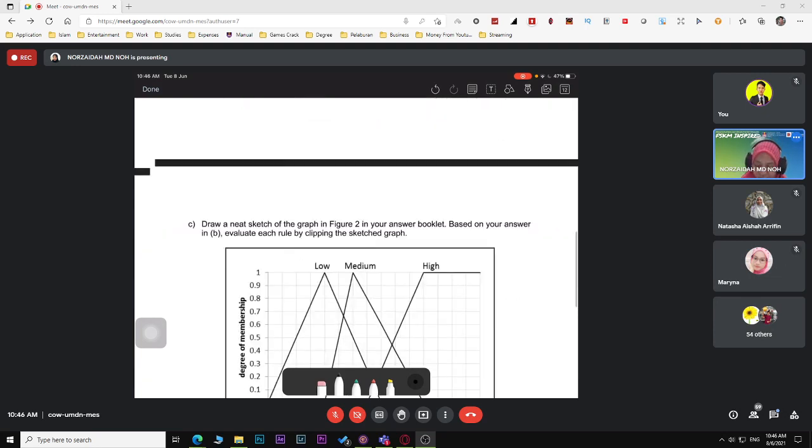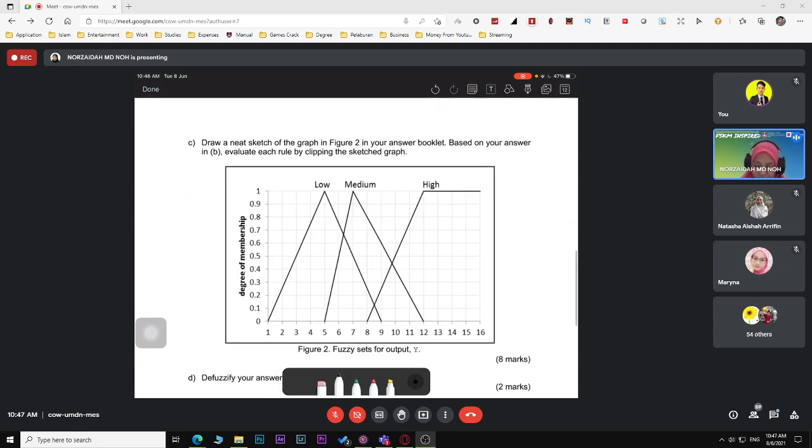Kita go on. Kita draw a neat sketch of the graph in figure 2 in your answer booklet. Ini biasalah dalam exam yang dulu you kena draw balik ke dalam answer booklet. Kalau tidak macam mana you nak clip and everything masa you buat inference nanti. Right? So tapi for this time benda ni dah ada dekat you, so tak perlu nak draw balik lah. Right? And then evaluate each rule by clipping the sketched graph. Okay, macam mana saya nak tunjuk dekat you.